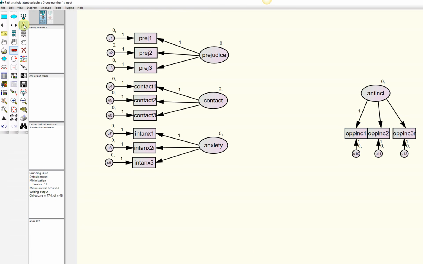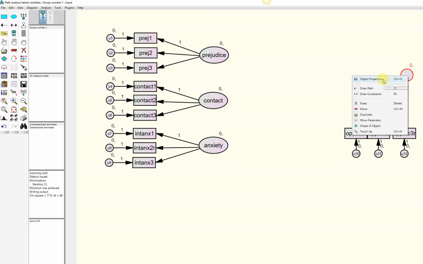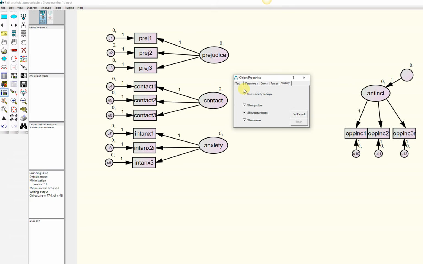I'm going to go ahead and include a prediction error term for anti-inclusiveness. So this little box right here, I'm going to click on it and highlight it, and this is basically a disturbance term. It's variance unaccounted for by the variables that are going to be used as direct predictors of this one. I can move this around as well just by clicking on it. Now I am going to right click and go to object properties, go to text, and call this D1 for the disturbance term.